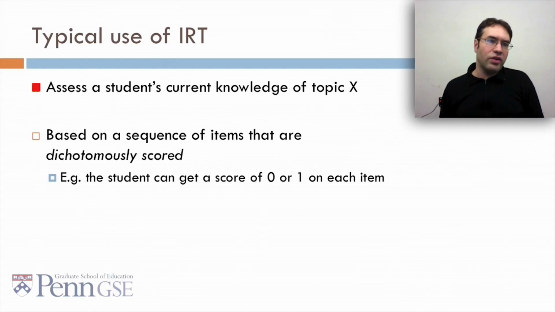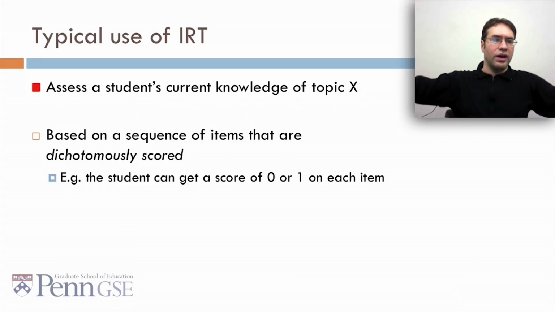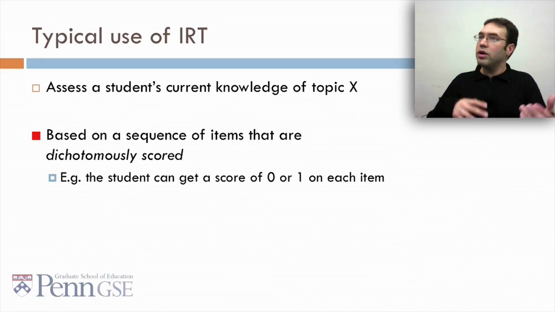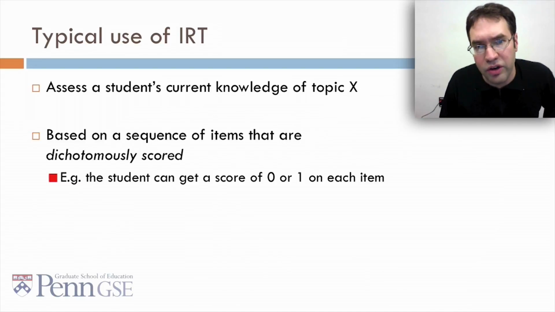A typical use of IRT is to assess a student's current knowledge of a general topic X, a general domain, based on a sequence of items that are dichotomously scored. In other words, a student can get a score of 0 or 1 on each item.